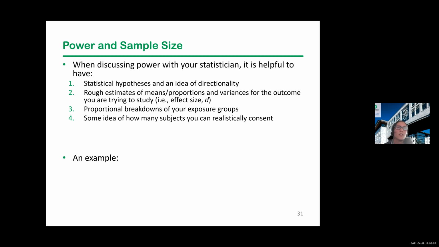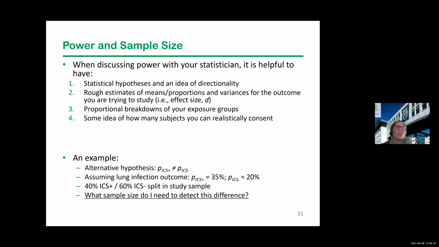So you want your stats hypothesis, an idea of the direction of the association that you're looking at, rough estimates of means, proportions, or variances for the outcome you're trying to study. So an effect size, in other words, and the breakdown of your exposure groups. So are they divvied out 50-50, or did you get more people to have the treatment versus not? And then some idea of how many subjects you can realistically consent.